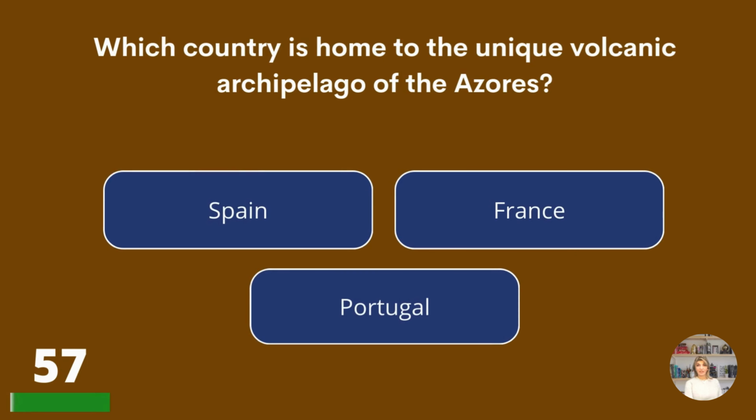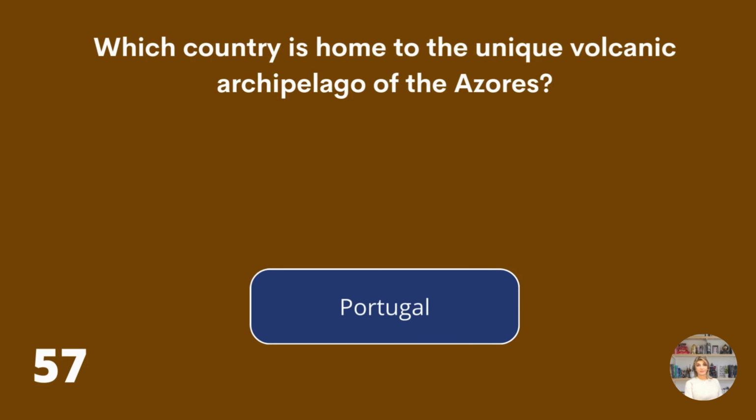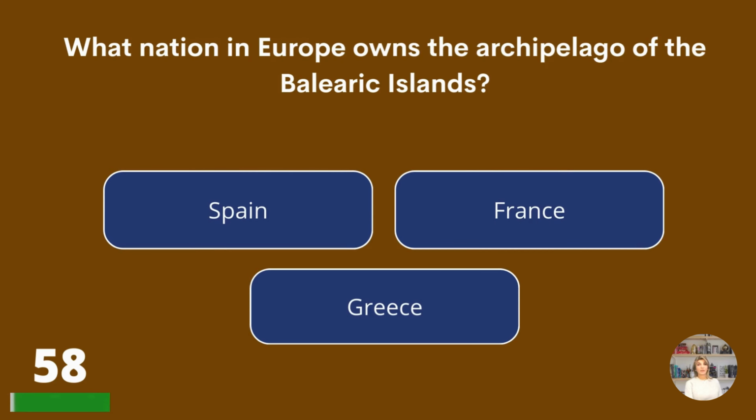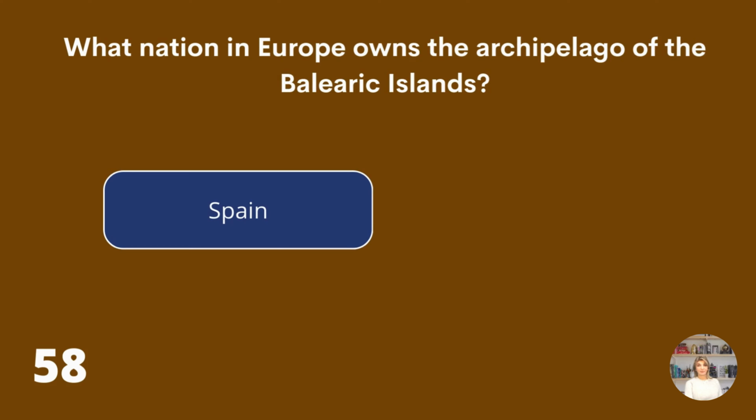Which country is home to the unique volcanic archipelago of the Azores? Spain, France, or Portugal? Portugal. What nation in Europe owns the archipelago of the Balearic Islands? Spain, France, or Greece? Spain.